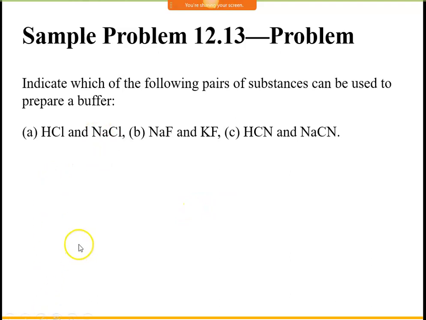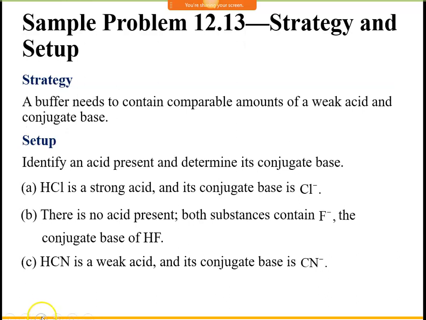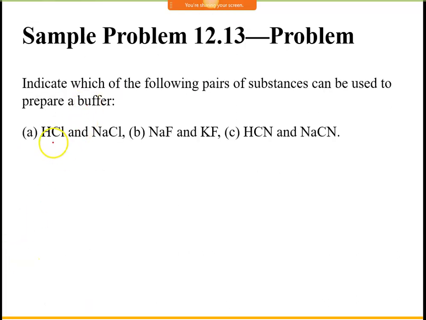So will HCl and sodium chloride make a good buffer? Will these make a good buffer? So the question is, is HCl a strong acid or is it a weak acid? And what do you guys say? Well, first, is HCl a strong acid or a weak acid? You can put S for strong or W for weak.